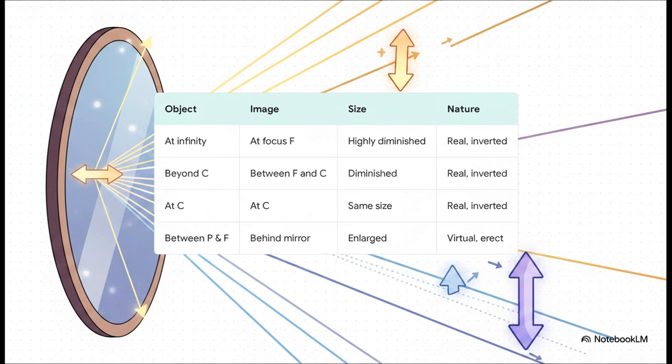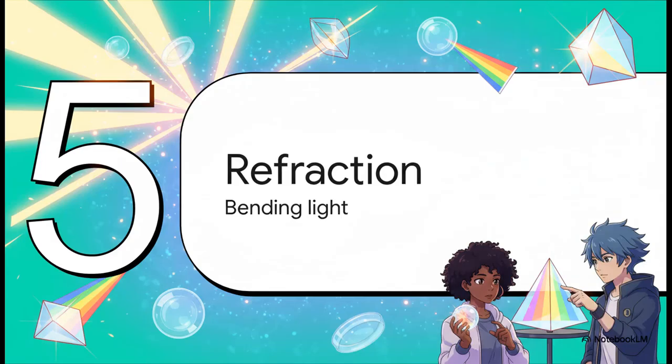So your brain sort of hacks the system, tracking those rays backwards to form a virtual and erect image, meaning it looks upright, it's totally enlarged, and it appears to exist entirely behind the mirror in this sort of dream world. Section 5. Bending light, refraction.